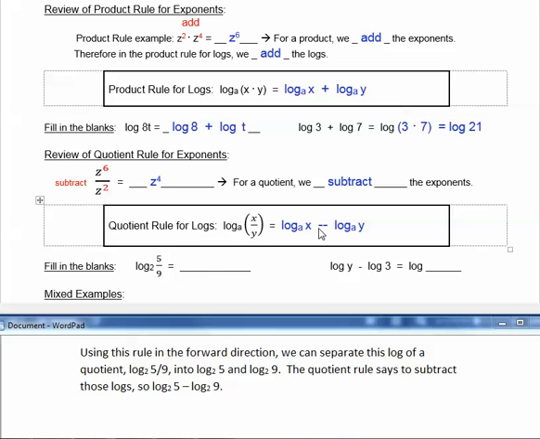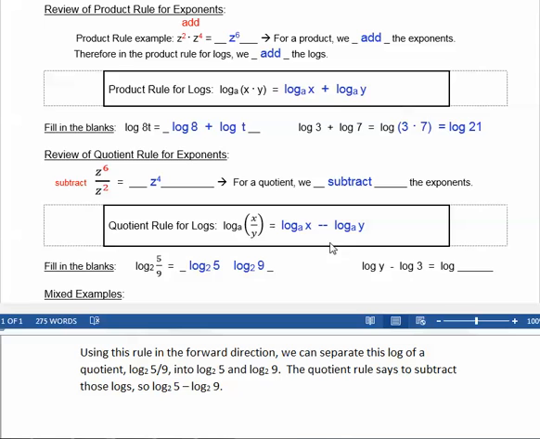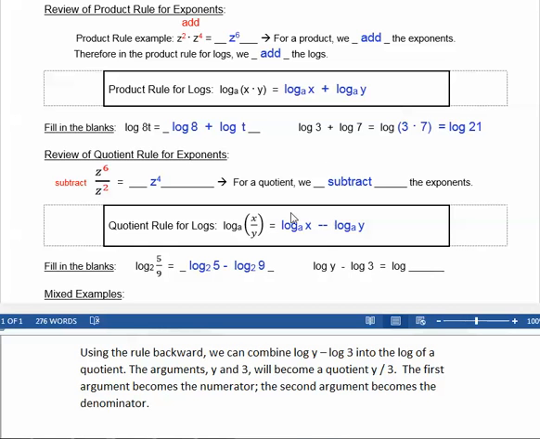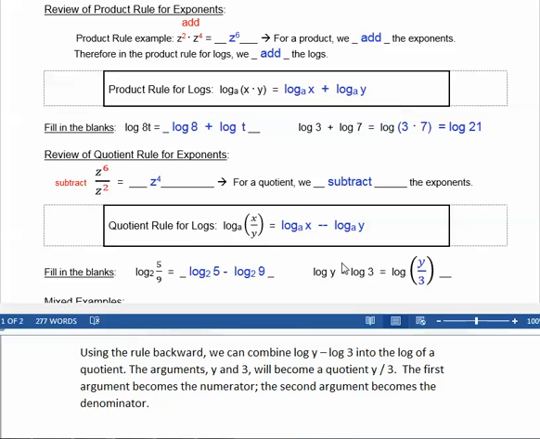Using this rule in the forward direction, we can separate this log of a quotient, log base 2 of 5 over 9, into log base 2 of 5 and log base 2 of 9. And the quotient rule says to subtract these logs. So log base 2 of 5 minus log base 2 of 9. Using the rule backwards, we can combine the log y minus log 3 into the log of a quotient. The arguments y and 3 will become a quotient y over 3. The first argument becomes the numerator, the second argument becomes the denominator.